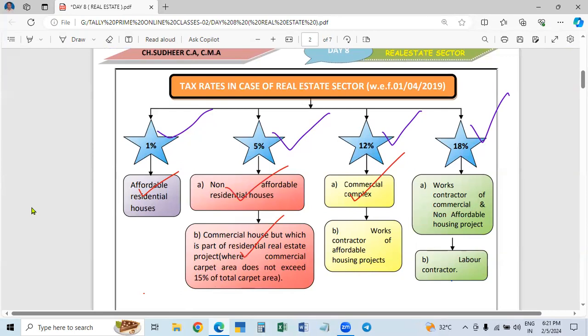In such a case, that commercial unit, that commercial house or commercial shop, will be treated as part of the residential unit only. It will be treated as a residential unit only, non-affordable residential unit. So just like a non-affordable residential house, 5% will be charged for the commercial portion also. Okay, this one we finished yesterday.